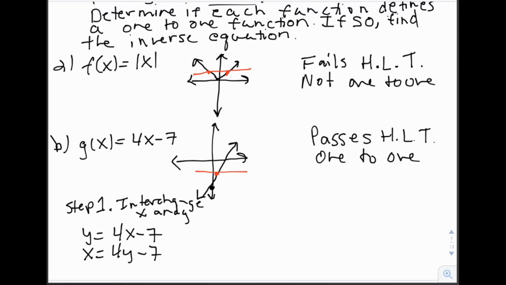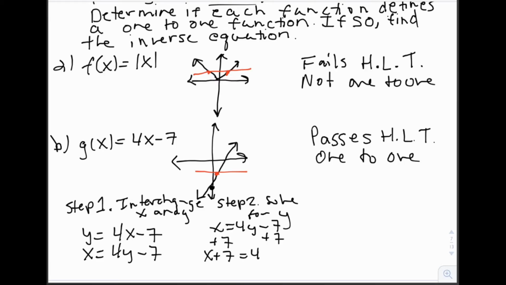And we want to solve for y for step 2. So solve for y. X is equal to 4y minus 7. Go ahead and add your 7 over to the left-hand side. So that gives you x plus 7 is equal to 4y. And then the last step you want to do is divide by 4. So that should give you y is equal to x plus 7 divided by 4.